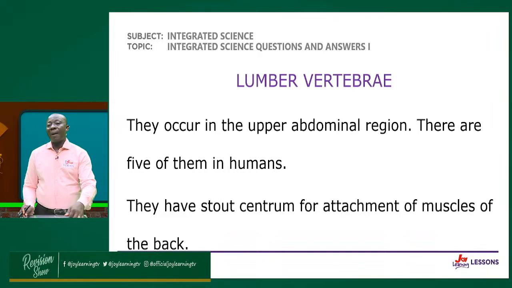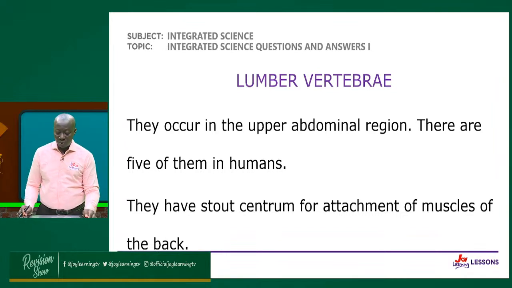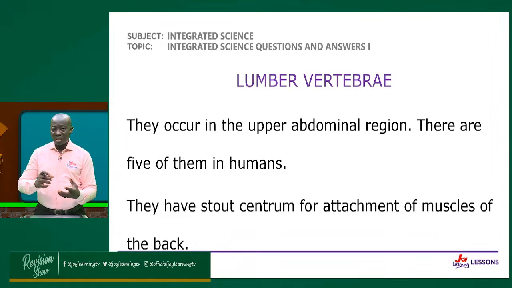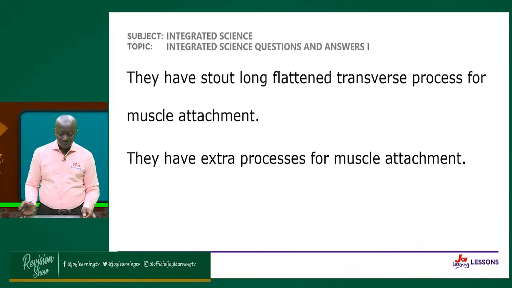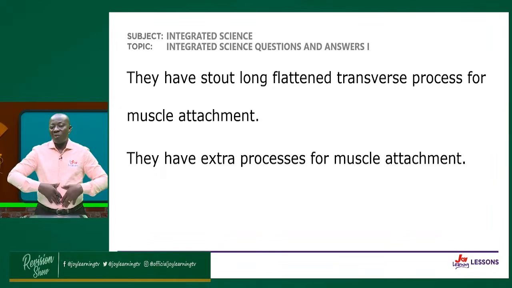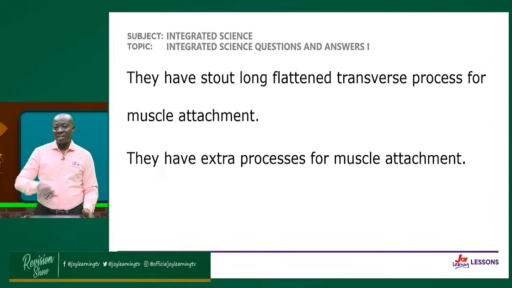So we move on to lumbar. We've done cervical, we've done thoracic, we are moving on to lumbar. These bones occur in the upper abdominal region of your body. There are 5 of them in humans, and they have a stout centrum. The centrum is very huge and very rigid, for attachment of muscles of the back. The reason why they are big is that you don't have a rib cage covering the viscera, your intestines. So the intestines and other structures in the abdomen are sitting on the lumbar. That's why it curves inside. See, the creation there is very beautiful.